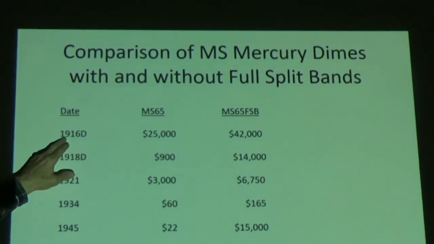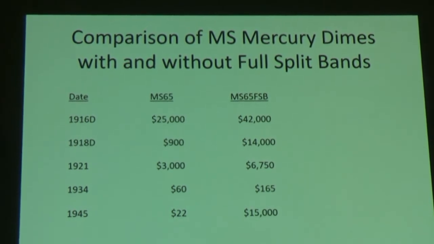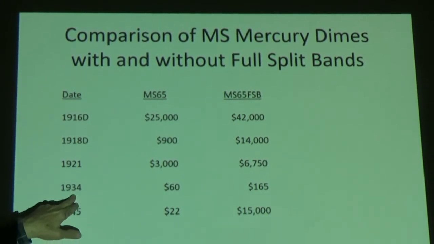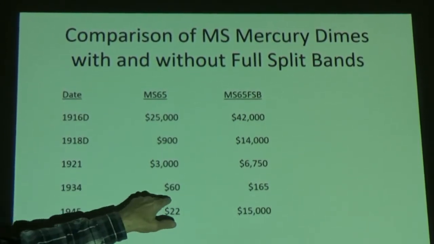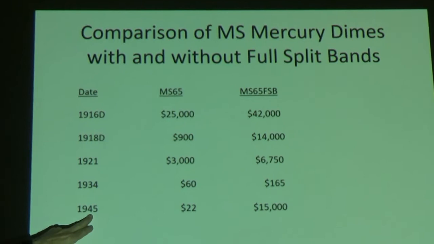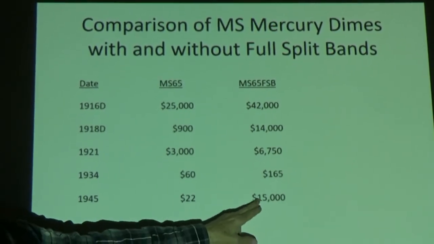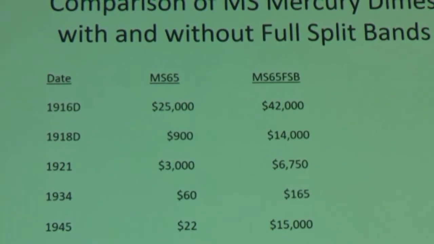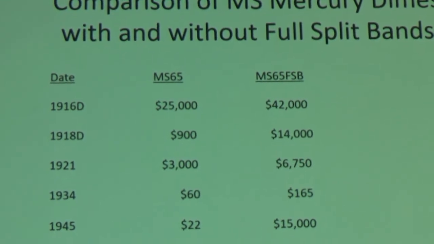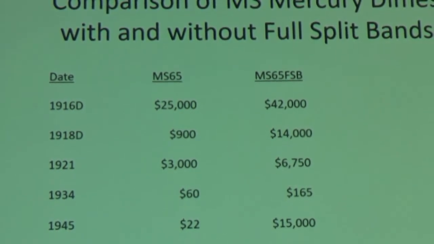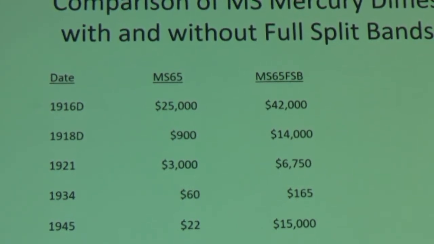Now, of course, you know the 1916 D is a very valuable coin. It's $25,000, but the value jumps up to $42,000. If you look at a more common coin, like the 1934, it goes from $60 to $165,000. And then what caught my attention was this 1945. Apparently there were very few that had full split bands. When I was looking at the sources for the prices, I looked at two or three places because it was kind of hard for me to comprehend. Your coin would go from $22 to $15,000, but that's what it is. Now, who's going to pay for that? I don't know, but that's what the series shows.